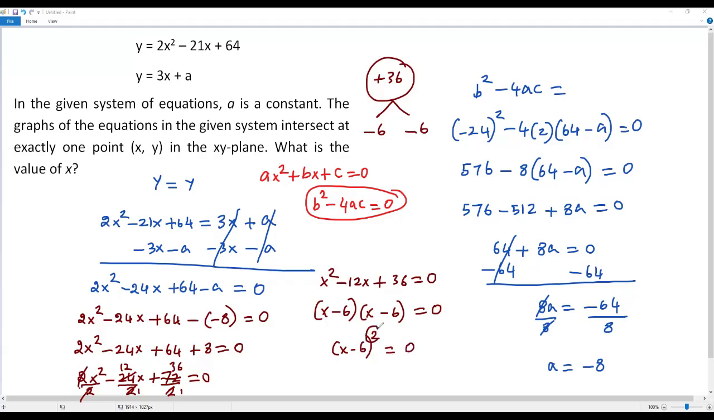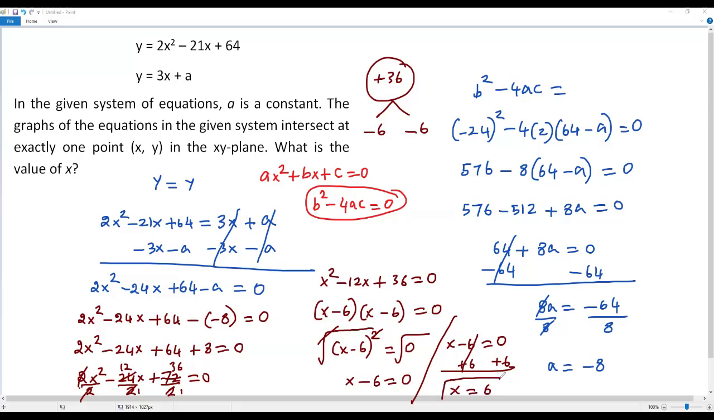Okay, to solve for x, first we have to get rid of this square. For that, I have to take the square root on both sides. When you take the square root on both sides, the square root and square will cancel out. I am getting x negative 6 equals to 0. Okay, now in this equation, x negative 6 equals to 0, to solve for x, I have to add 6 to both sides. When I add 6 to both sides, negative 6 and positive 6 will cancel out. I am getting x is equal to 6. So now I got the value of x. So x equals to 6.